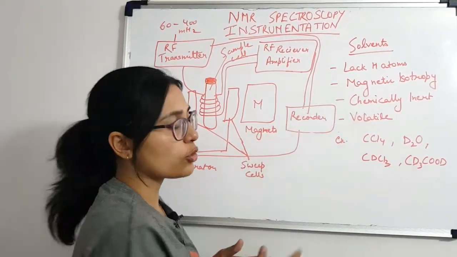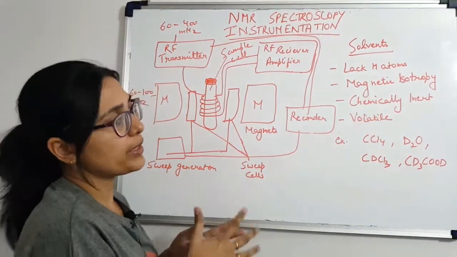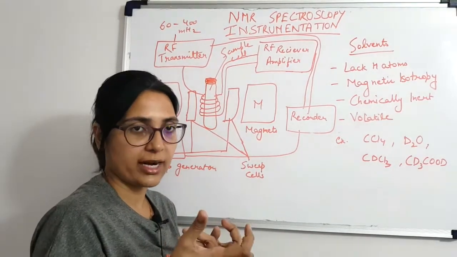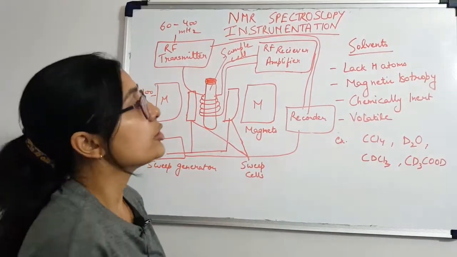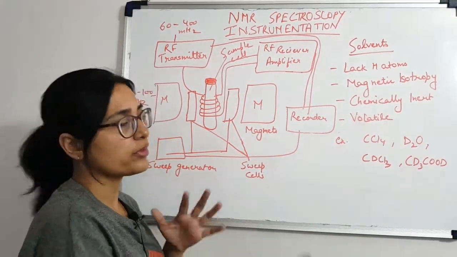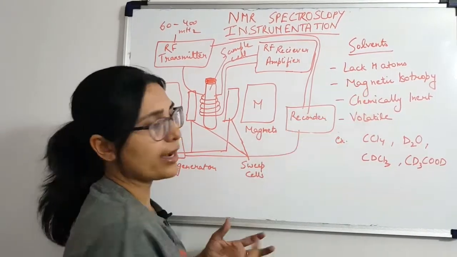First of all, your solvent should lack hydrogen atoms. This is because in NMR spectroscopy, when you're analyzing an organic compound, it is on the basis of the hydrogen atom, on the basis of the proton. So if your solvent also contains hydrogen atoms, it is going to interfere with NMR spectroscopy. It is going to create a problem. So that's why they should lack hydrogen atoms.